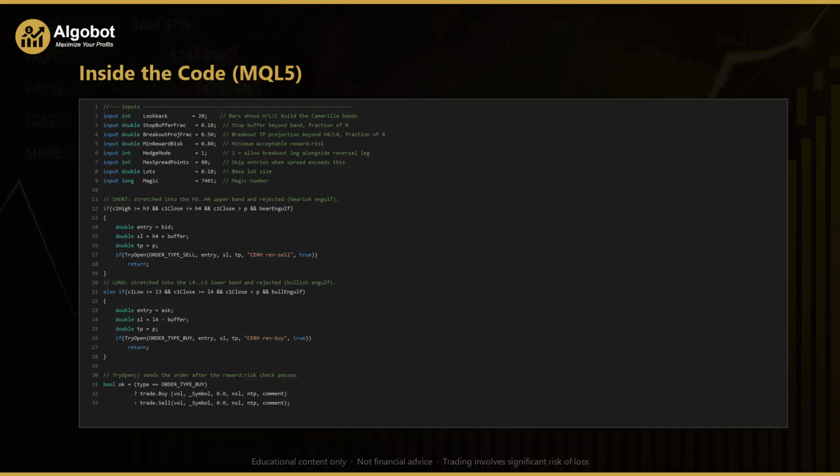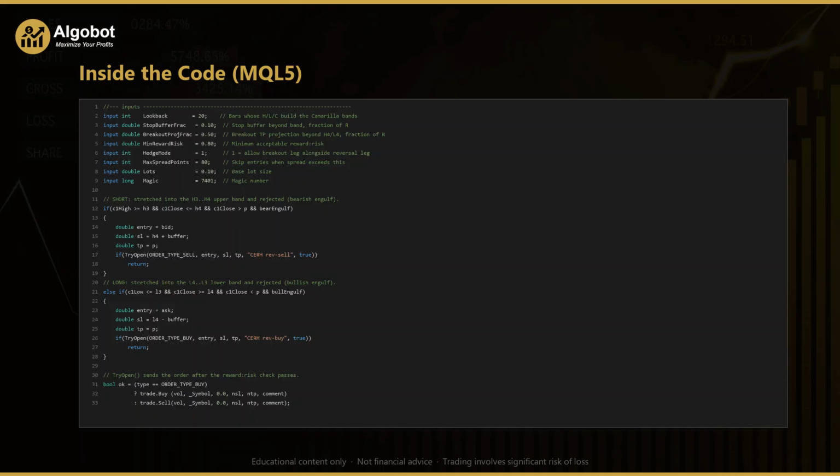When all of that is true, it calls try open with an order type of sell, setting the stop just above H4 and the take profit at the pivot. The long block is the mirror. When the bar's low reaches or dips below L3, the close holds at or above L4 and below the pivot, and a bullish engulfing appears. It calls try open with a buy, placing the stop just below L4 and again targeting the pivot.